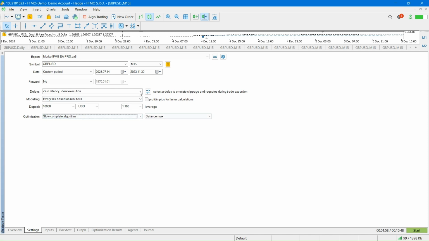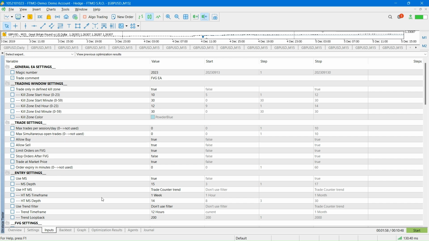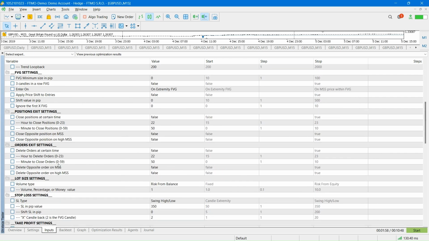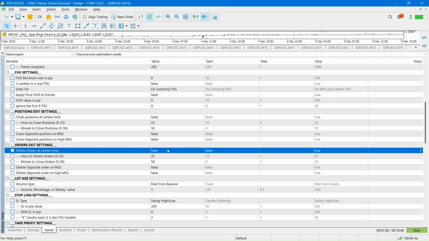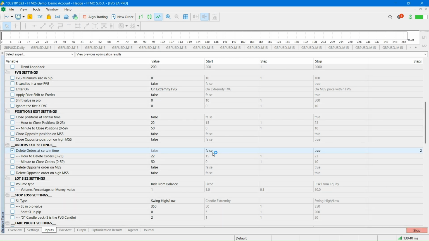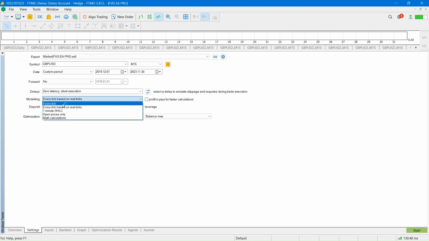Let me get back to my starting date in 2019. And in the inputs, the only thing that I will simulate now is the exit settings on the orders, so whether to delete or not the order at the end of the day. So we have two different settings to test. Let me stop it. Let me just take it on 1 minute HLC for faster results.